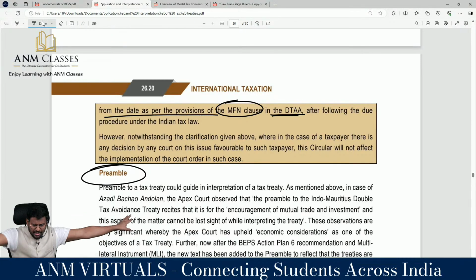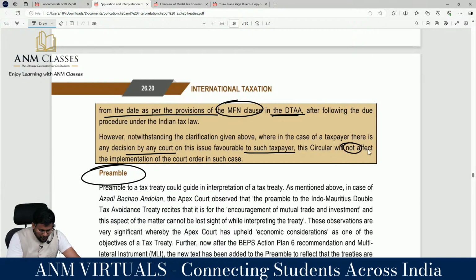However, nothing in the clarification given above, where in case of taxpayer there is any decision by any what on this issue favorable to such yark, this circular will not affect the implementation of the court order in such case. Court எதா சொன்னா அதை நாங்கள் மீற மாட்டோம். கோர்ட் சொன்னா கோர்ட் சொன்னதான். Otherwise NSR this circular will be applicable. What they are trying to say is, court is saying that, hello sir, இந்த 4 condition satisfy ஆகலனா கூட MFN clause கொடுத்துருப்பா அப்படின்னு சொன்னா, இந்த 4 condition satisfy ஆனாதான் MFN clause கொடுப்போம். நாங்க ஒத்த கால்ல நிக்க. Clear?